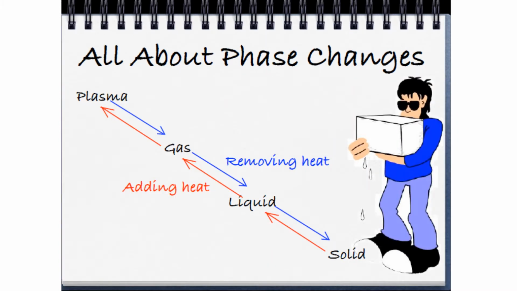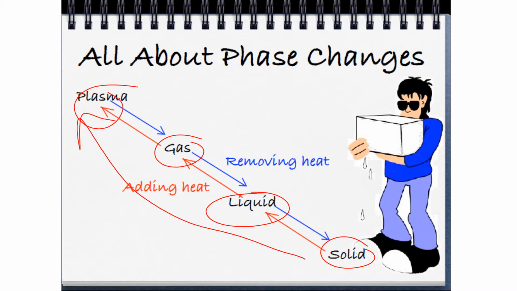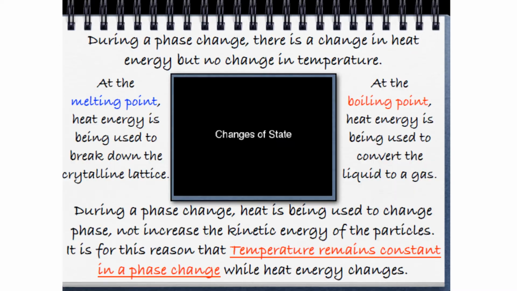Phase changes. The important thing to remember about this section is that as you go from a solid to a liquid to a gas to plasma, you must add heat energy in order to go from one phase to another. As you go the other way, from plasma to gas, from gas to liquid, liquid to solid, you are removing heat from those particles. During a phase change, there is a change in heat energy but no change in temperature.